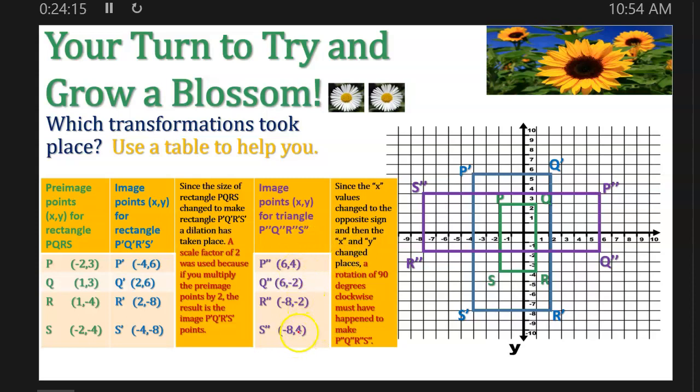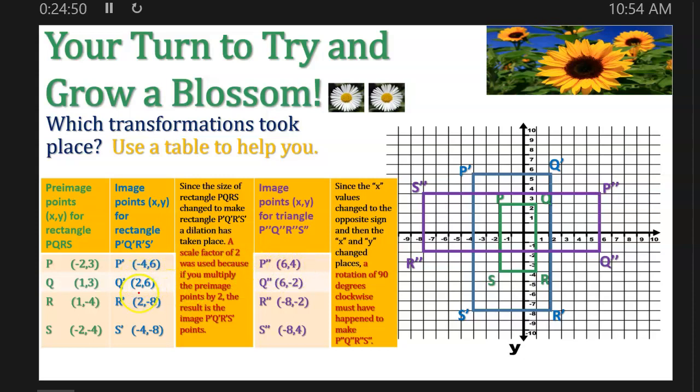So I wrote down the purple rectangle points for the P double prime, Q double prime, R double prime, S double prime. And judging from what occurred between the blue points and the purple points, I know that a rotation of 90 degrees clockwise must have happened. The reason I know this is because in order to change a point that is rotated 90 degrees clockwise, you change the x to its opposite sign, and then you flip the x and the y around. So if I did that to this blue point P prime, I'm going to get this purple 6, 4.